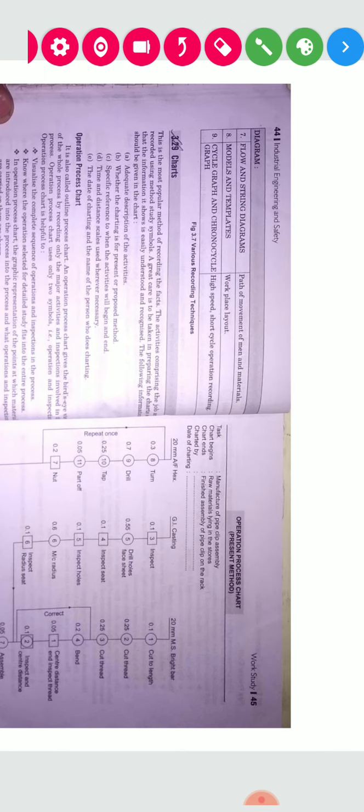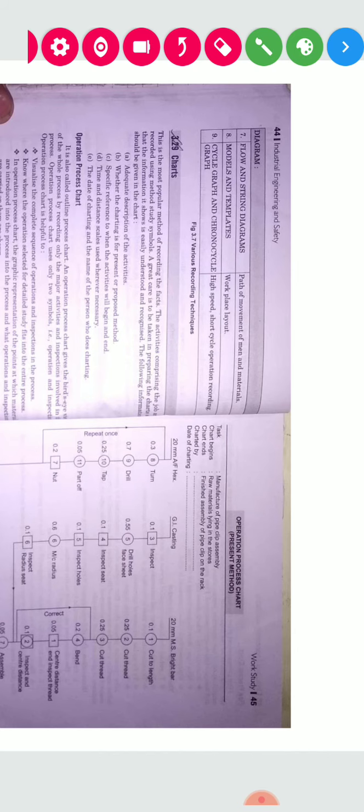Then after this, models and templates. Through templates and models we get the detail about the workplace layout. For example, when we travel through any city, we come across symbols and different types of boards placed that show the path or direction to a place, as well as symbols such as breakers. So basically the templates and models will only show the workplace layout.